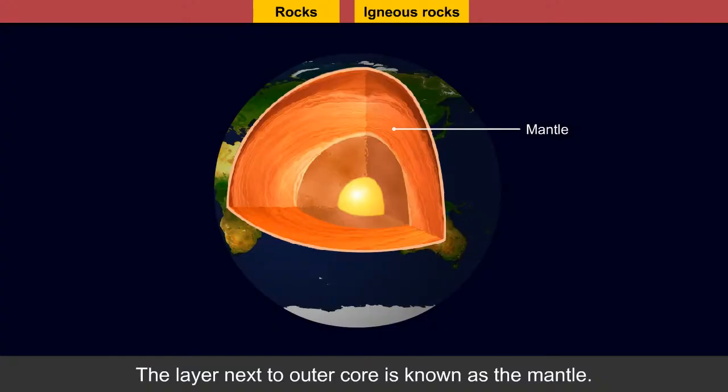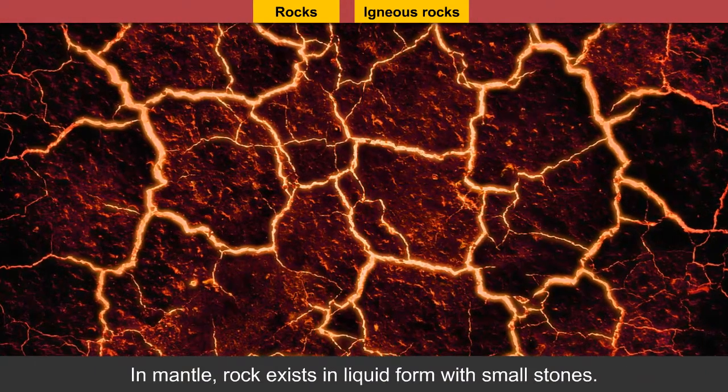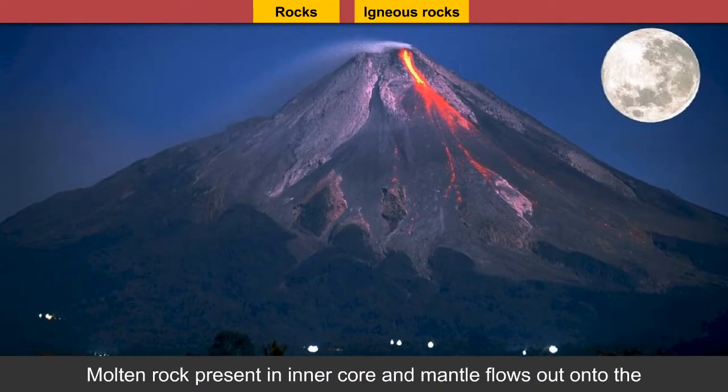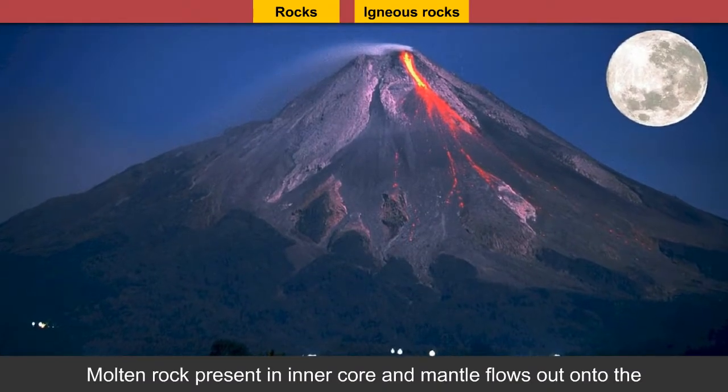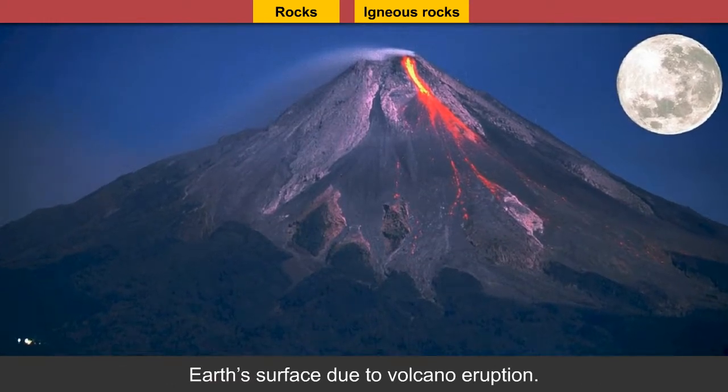The layer next to the outer core is known as the mantle. In the mantle, rock exists in liquid form with small stones. Molten rock present in the inner core and mantle flows out onto the Earth's surface due to volcano eruption.